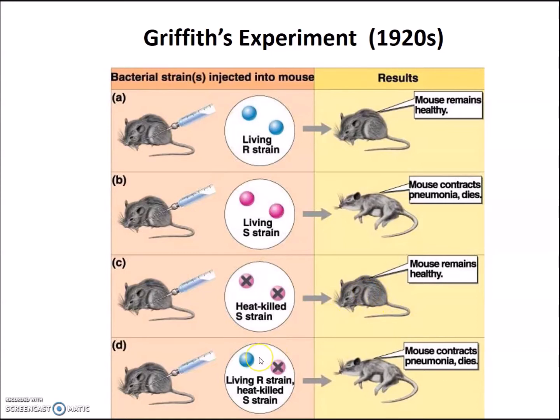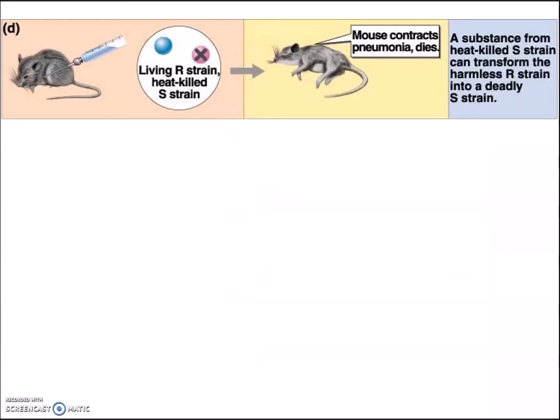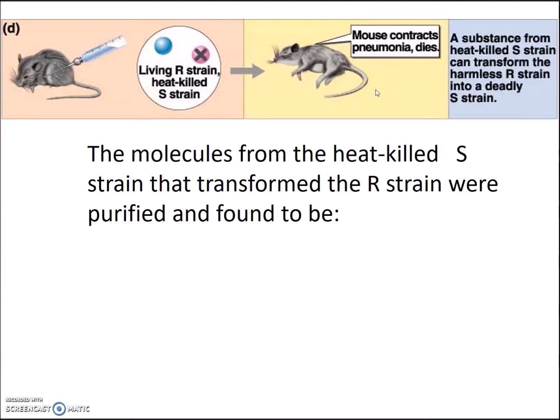Then the final and most interesting experiment that Griffith did was he said, okay, let's take a living R strain and a heat killed S strain, both of which had produced healthy mice above, inject that into the mouse, and aha, the mouse dies. Some substance must have been transferred from the heat killed S strain to the living R strain, and in that case, it transformed the R strain into something deadly, and the mouse dies.